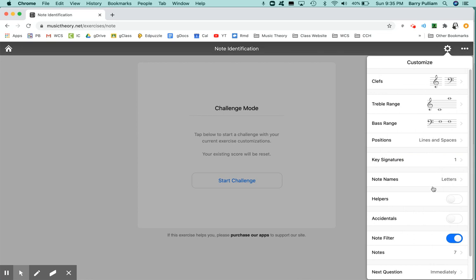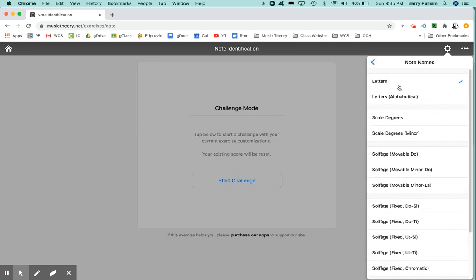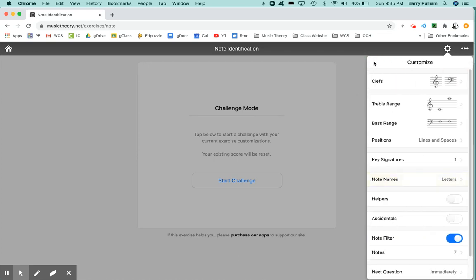Note names, we're going to use letters. You can choose to use letters, scale degrees, minor scale degrees, solfege: do, re, mi, fa, sol, la, ti, do. They have different kinds of solfege. We are just going to worry about letters right now. We may get into solfege later.